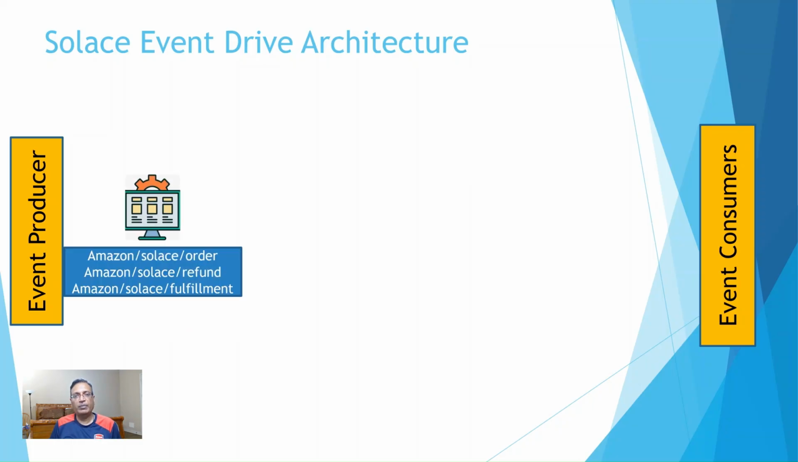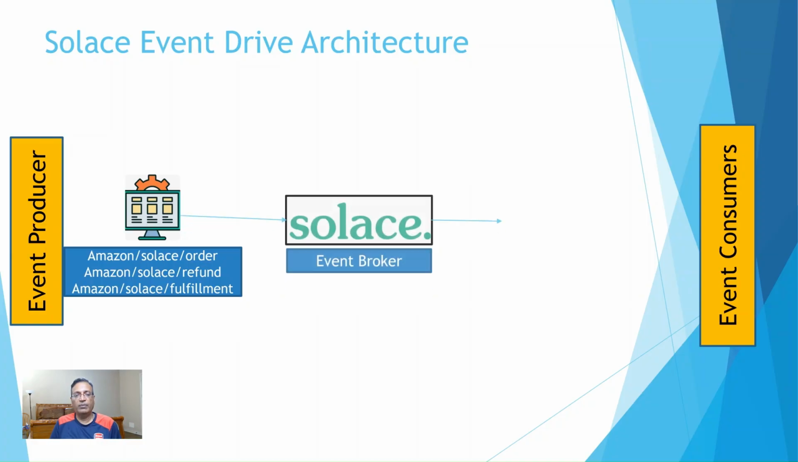As you already know, Solace enables event-driven architecture. On the left-hand side, there are event producers, and on the right-hand side, there are event consumers who are waiting to consume those events that are produced by the producing application. The producing application typically publishes to topics, which in Solace have a hierarchical form, like in this case Amazon/Solace/order. It could be refund, fulfillment, things like that. Depending on the type of message you want to publish, you publish to different topics, and that message is then sent to this broker.